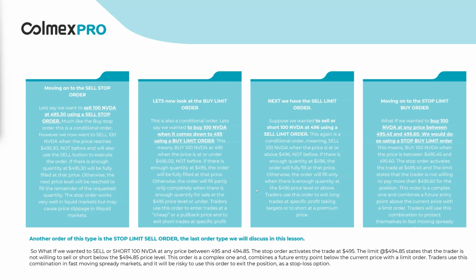Next up, we have the sell limit order. Suppose we wanted to sell or short 100 Nvidia at 496 using a sell limit order. This is again a conditional order, meaning that we want to sell 100 Nvidia when the price is at or above $496 and not before. If there is enough quantity at 496, it will fully fill at that price. Otherwise, the order will only partly fill, and it will continue to fill as long as there is enough quantity at the 496 price level or above.